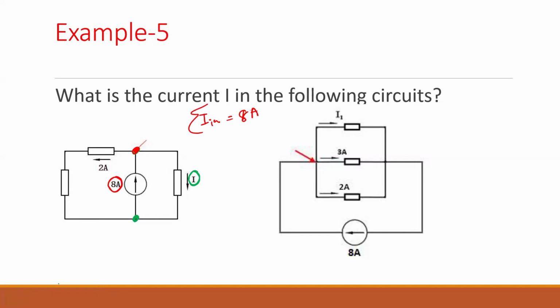What are the currents going out? Arrow going out from the node, 2 and I. So the sum of the current out is 2 plus I. So Kirchhoff's current law says whatever is coming in should be equal to whatever is going out. So 8 should be equal to 2 plus I. So I should be 6 amps. Are we good? Can you try the next one, please, and find me the I?